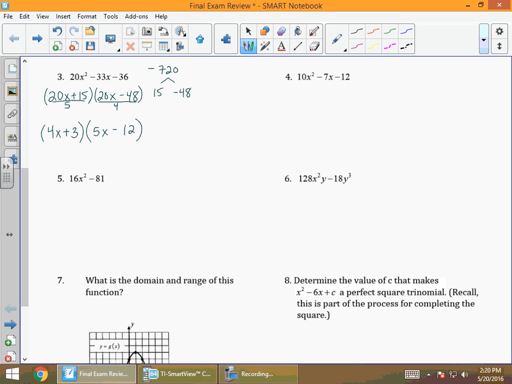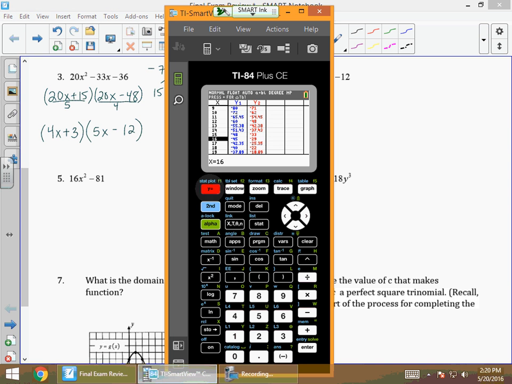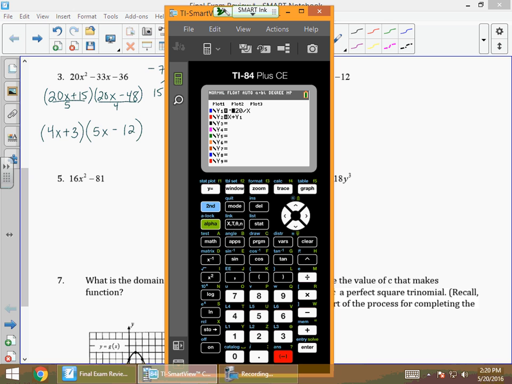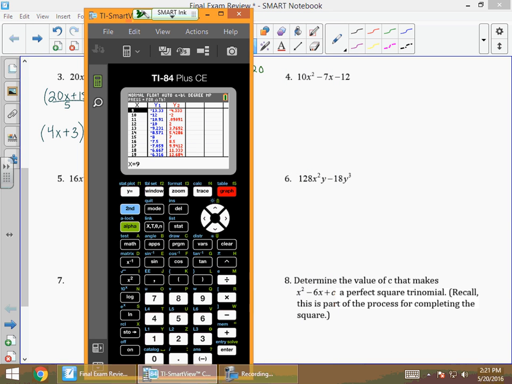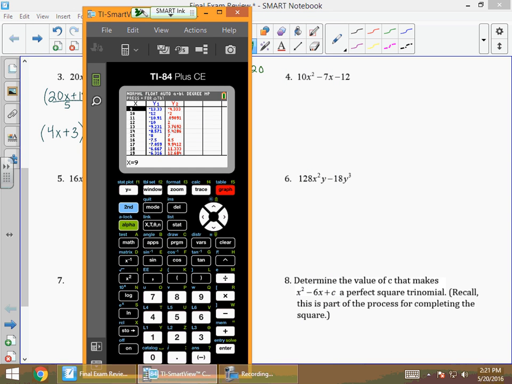Number 4, 10x squared minus 7x minus 12. Look for a GCF. There's not one, so A times C. 10 times negative 12 is negative 120. And I'm looking for negative 7 in the middle. So here we go. Y equals negative 120 divided by x. And then y2 will have x plus y1. And we said I'm looking for negative 7 in the middle.